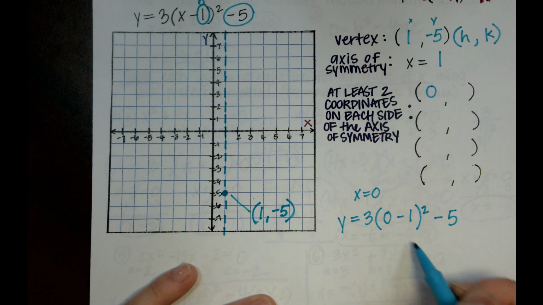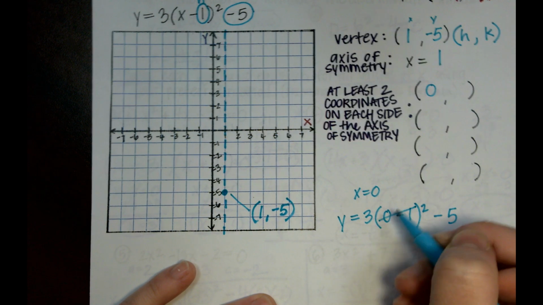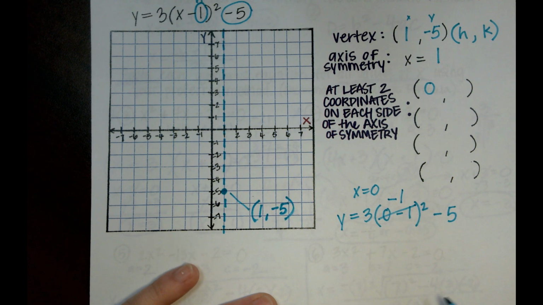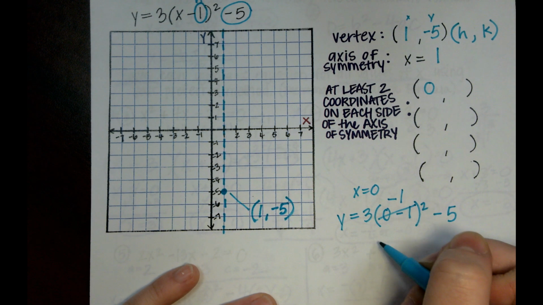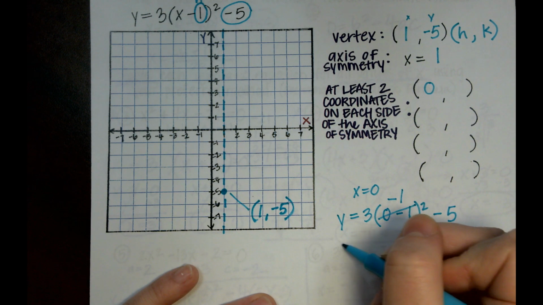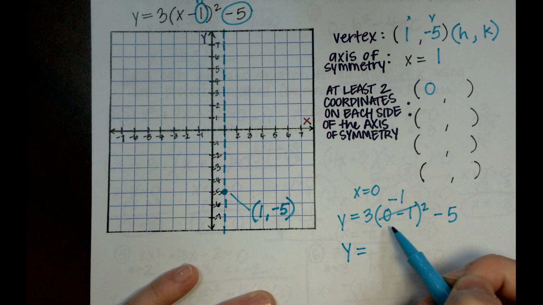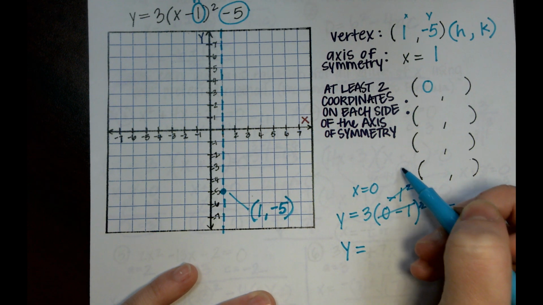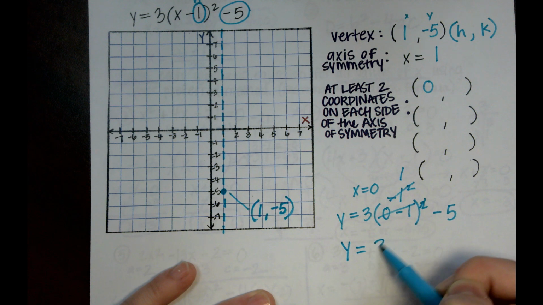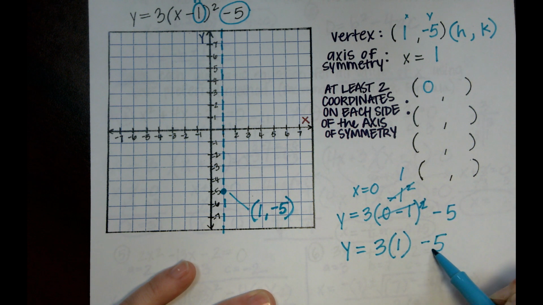Yes. So what am I doing first then? 0 minus 1, which is negative 1. And what do I do next? Squared. What is negative 1 times negative 1? Positive 1. So let's go ahead and rewrite what we've done so far. We did 0 minus 1 and got negative 1. Then we did negative 1 squared and got positive 1. So now I have y is 3 times positive 1 minus 5.